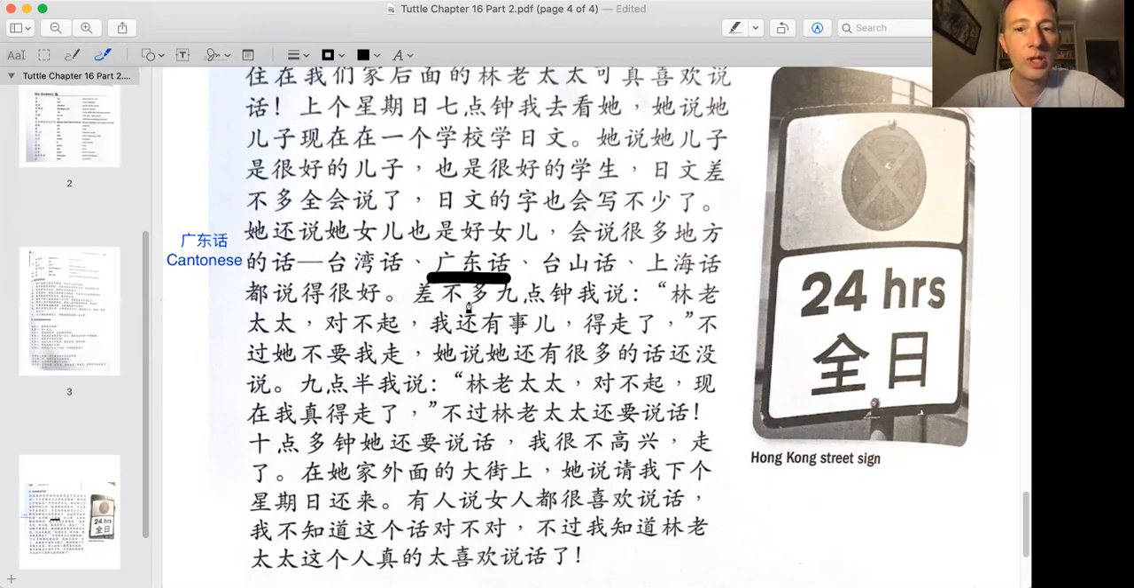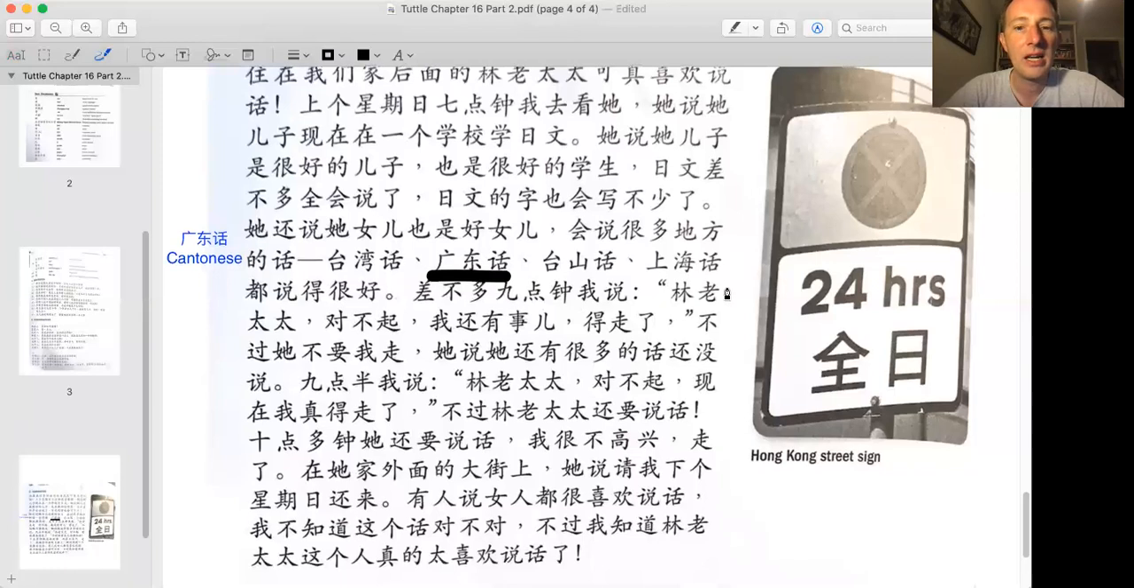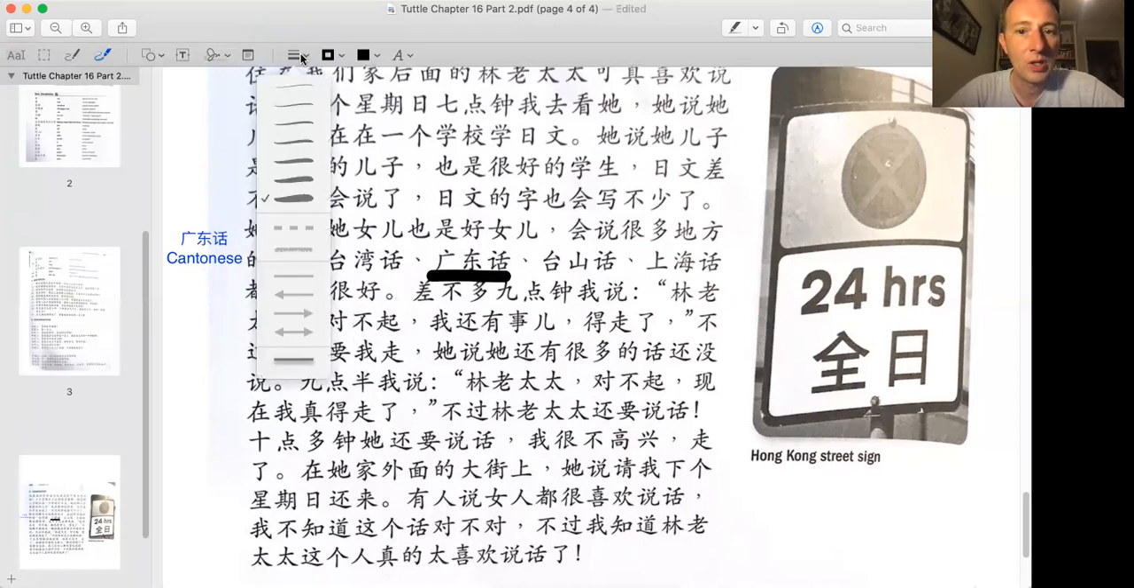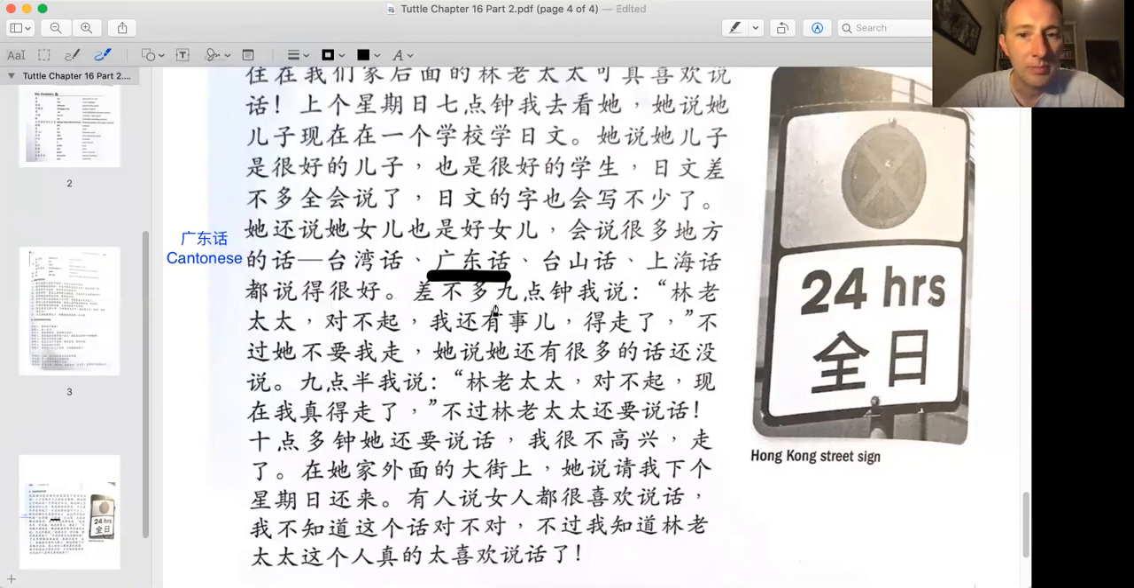差不多, so almost. 差不多九点钟, 我说, at almost 9 o'clock, I said, 林太太, 林老太太, 对不起, 我还有事, so, Mrs. Lin, sorry, I still have some business to take care of. 得走了, I have to go.